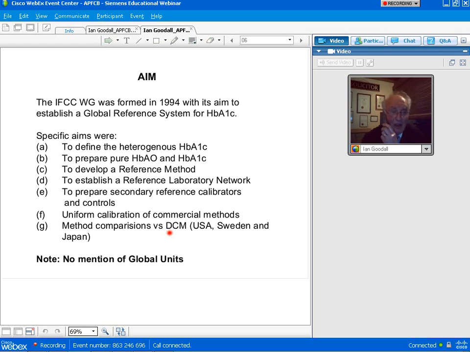So the IFCC group originally wasn't selected on any kind of countries. It was more selected on people. And there were initially 8 people from the Netherlands, the United States, Australia, Japan and Sweden. And at the end, just prior to the end of the IFCC working group, there were 13, with the inclusion of Germany and Italy and the UK. Let's turn this page over.